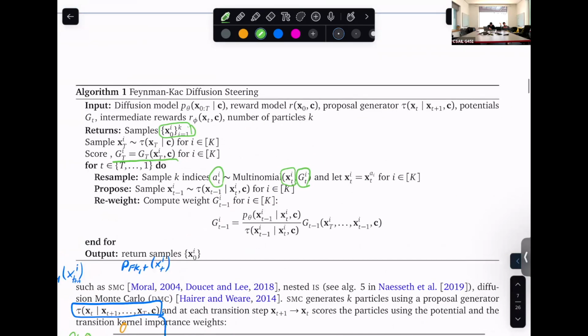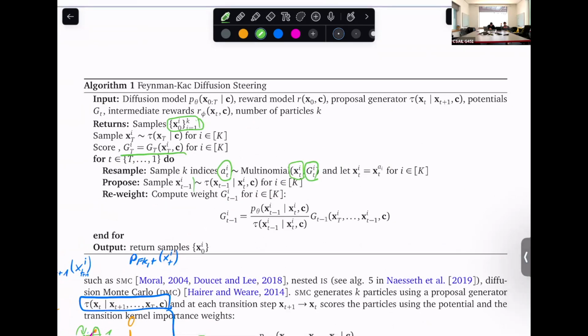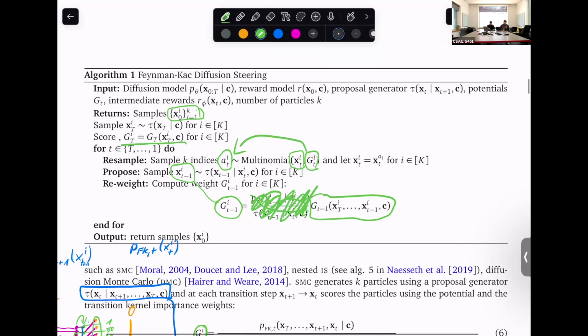So we propose using our transition kernel, the reweighted model step. Then we compute the weights again, using the thing we discussed for the next step. In many cases those cancel. And then we do this again.